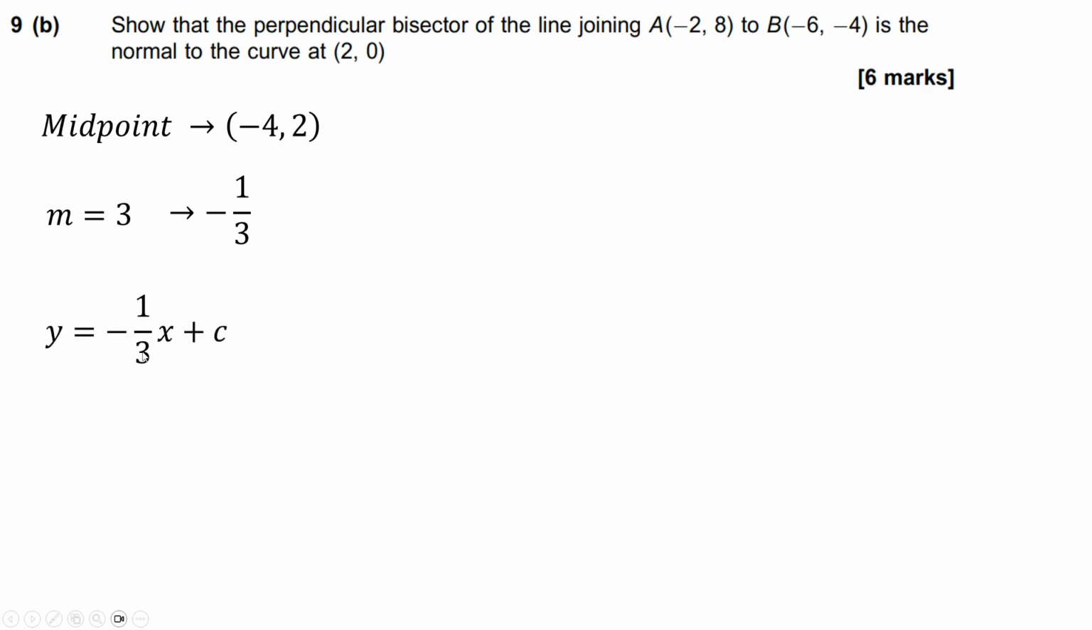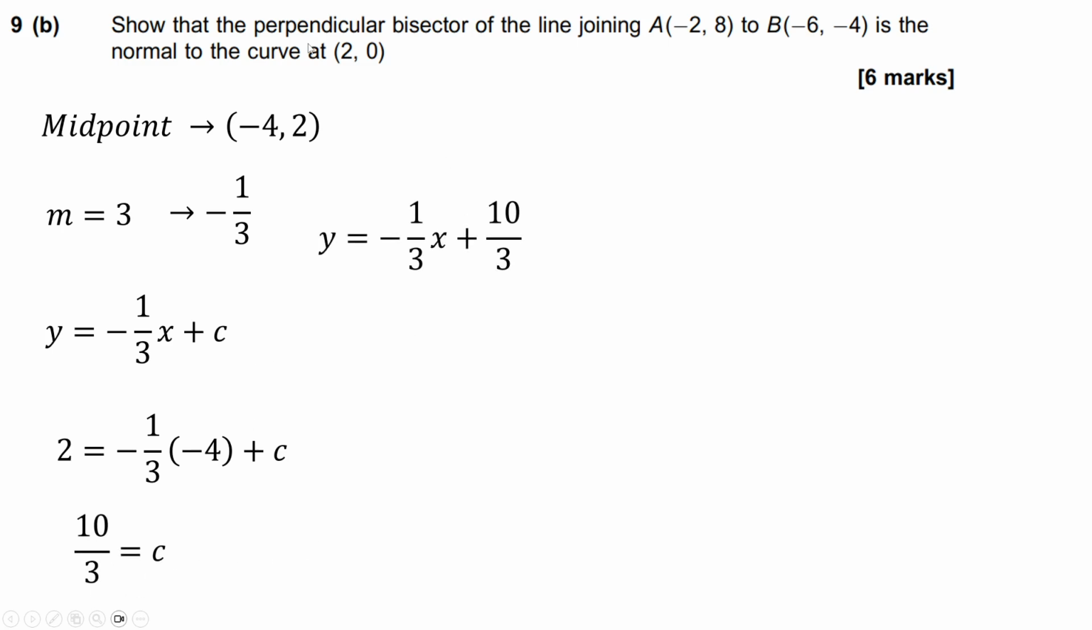So you've got y equals minus 1/3x plus c. You could use y minus y1 equals m(x minus x1), but I couldn't be bothered. Just plug in these values. If you've got a calculator, you can do it really quickly. You get c is 10/3. Plug that back into there. And then, is it the normal to the curve at 2, 0?